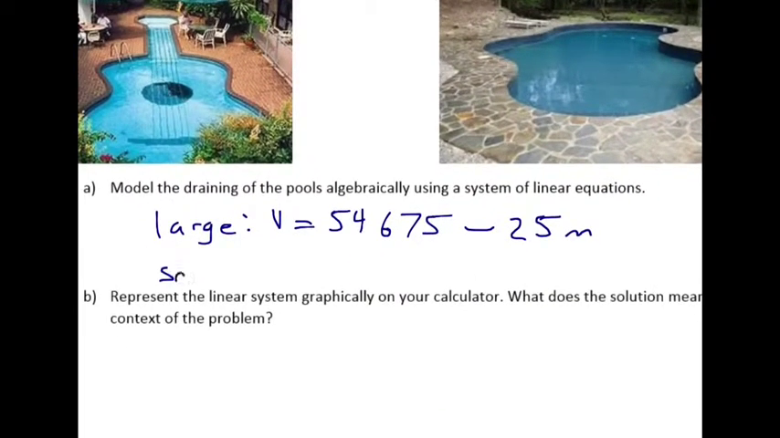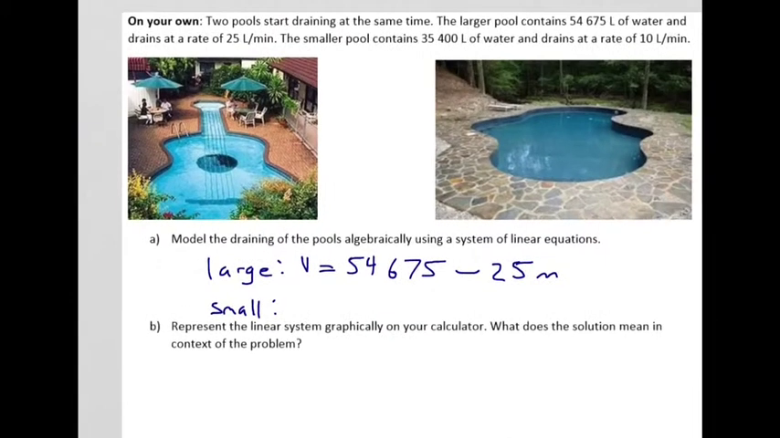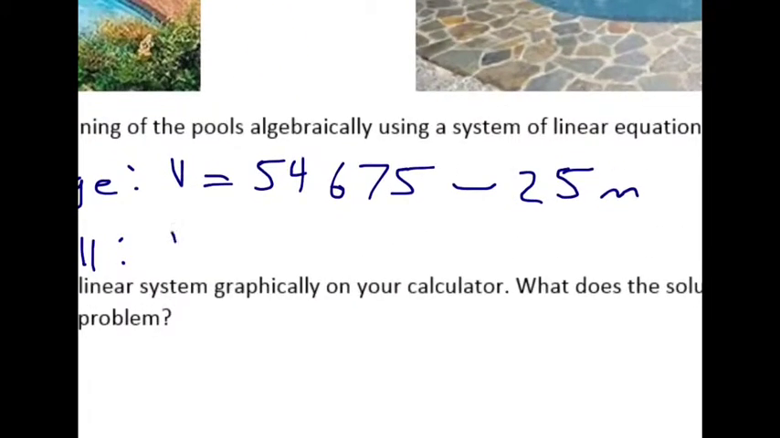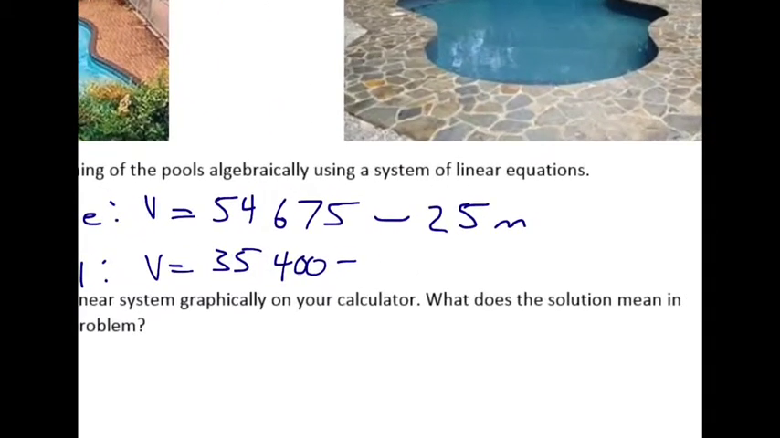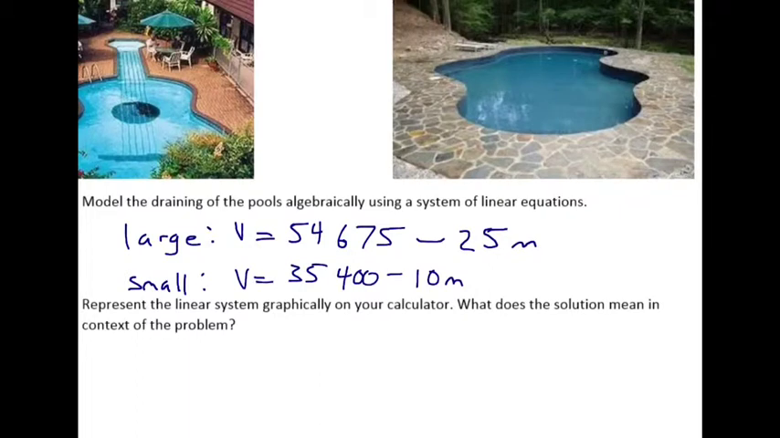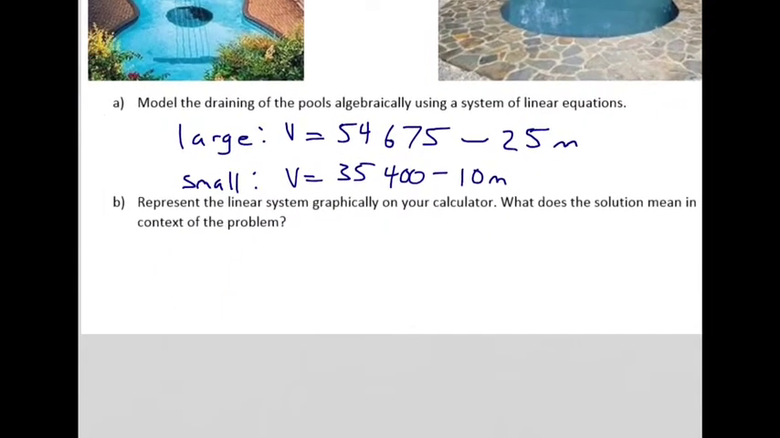For the smaller pool, we start at 35,000. So our initial volume is 35,400. And we go down by 10 liters per minute. And there we go. There's our system of linear equations. Let's graph that on a calculator and try to interpret what that solution means.